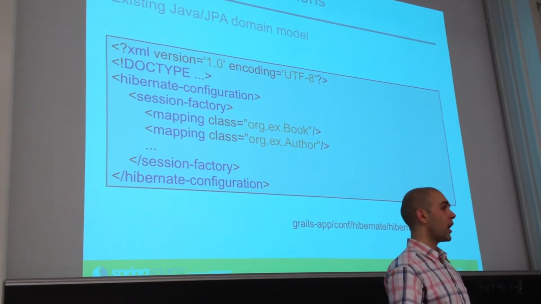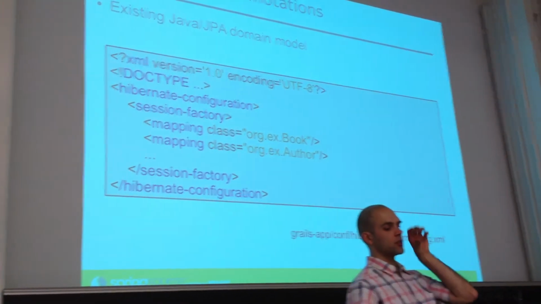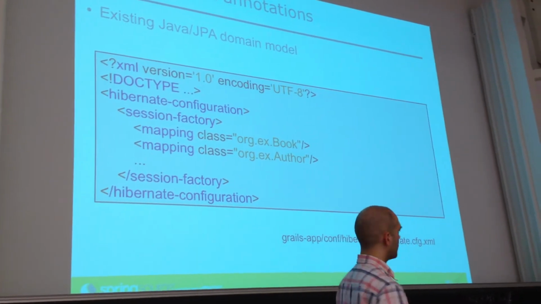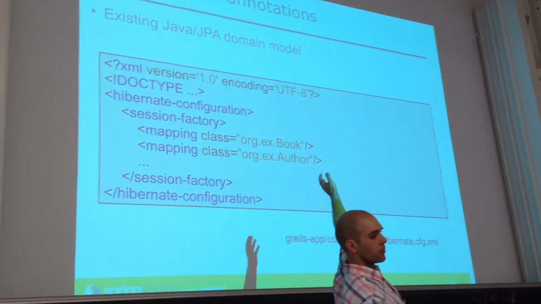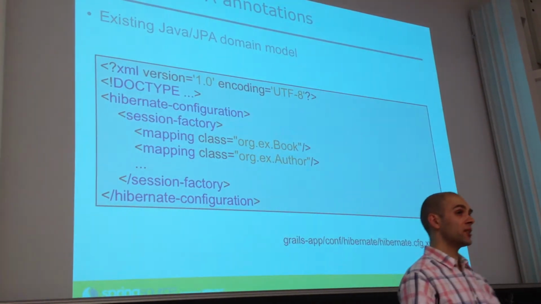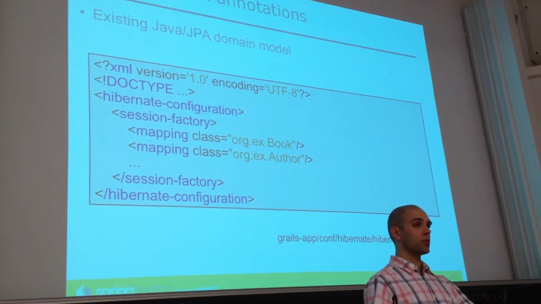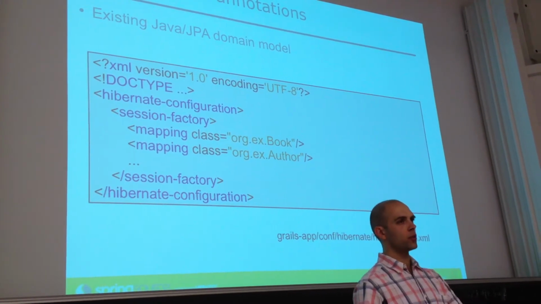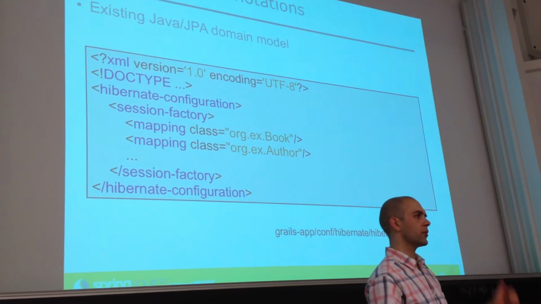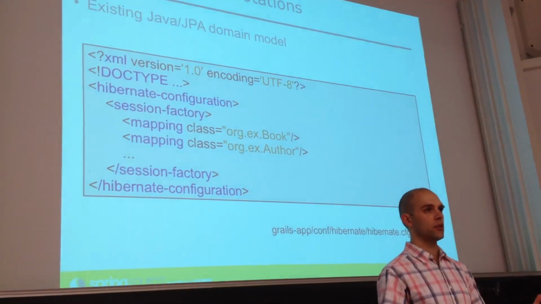And that means using either JPA annotations. Those are annotations that are typically on Java domain classes, and you can load them into Hibernate by declaring them in a Hibernate configuration file. The point is, that's an option. And if you've got an existing project with a JPA domain model that's in a jar file, you just put it on your Grails project class path and populate your Hibernate configuration file and you're sorted.